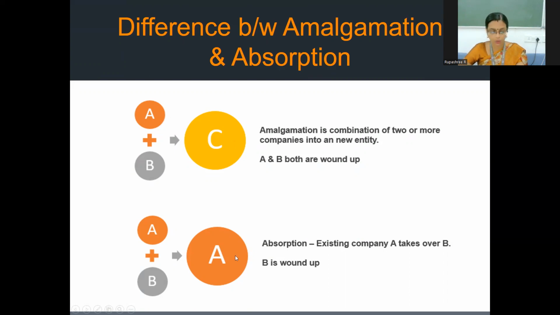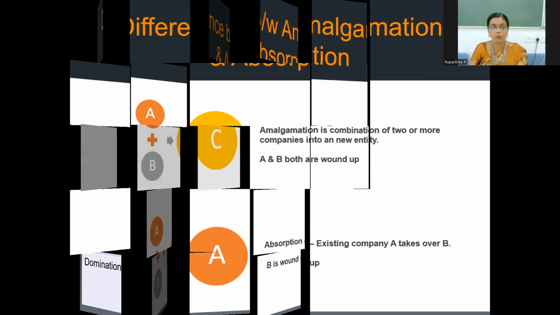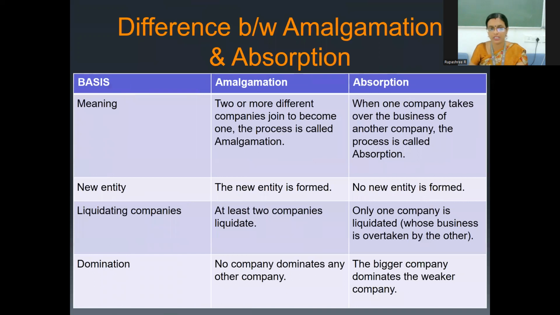Okay. So, moving on to absorption, look into the example. Similarly, we have company A and company B. But in this example, what is happening? Company A is purchasing company B, and only company A exists in the market, and B is liquidated completely. So this is an example of amalgamation and absorption. Hope you have understood what is amalgamation, what is absorption, and what is the key major difference between amalgamation and absorption. Now we shall have a quick glance into the major differences between amalgamation and absorption.